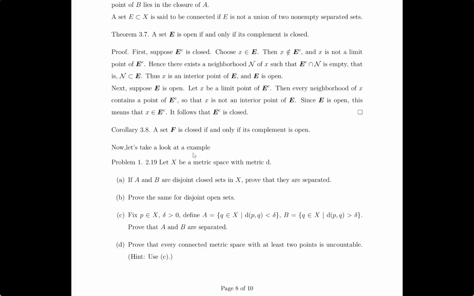Okay, let's take a look at the problem. My problem is from the exercises in chapter 2, 2.19. This is the problem. Let S be a metric space with metric d. If A and B are disjoint sets in X, prove that they are separated.